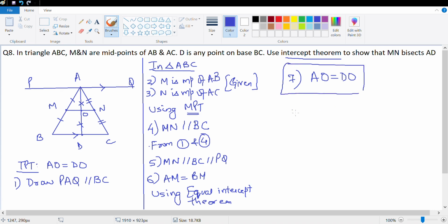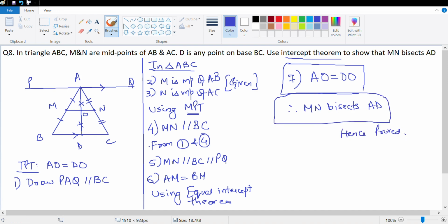Let's write the final answer. Therefore, MN bisects AD. This is what they wanted us to prove. So hence proved. Done. Let's look at the next question.